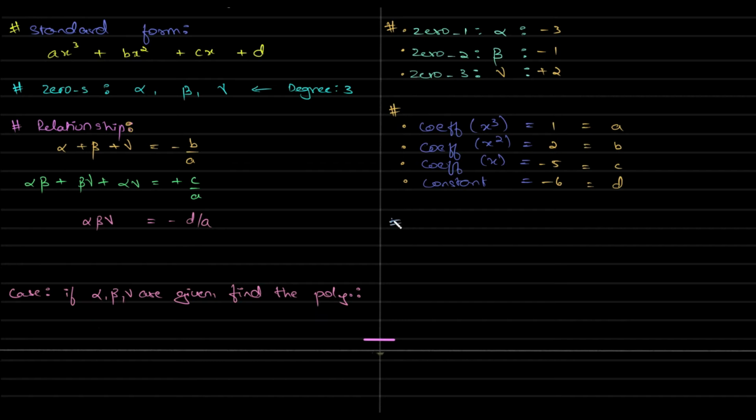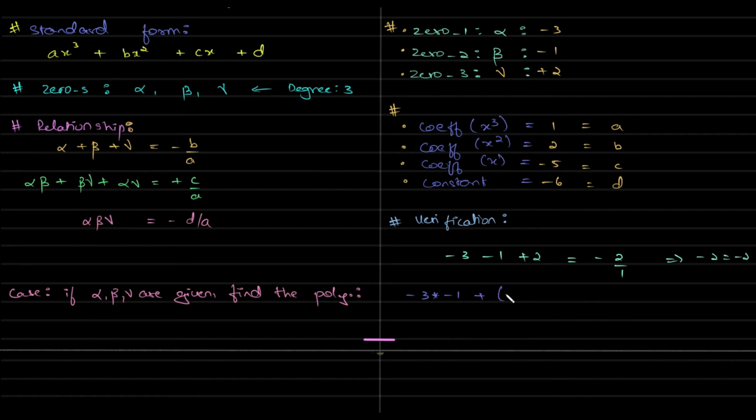So for verification, we just have to take each one of this and try to figure it out. Alpha plus beta plus gamma, so that is minus 3, minus 1 plus 2 is equal to minus of b by a. So yeah, it's clear that this is minus 2. Minus 2 is equal to minus 2. So the first formula is verified.